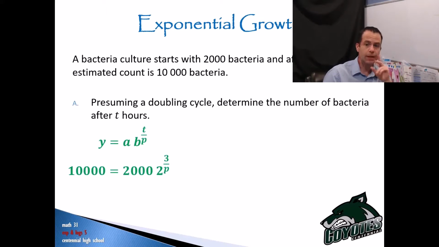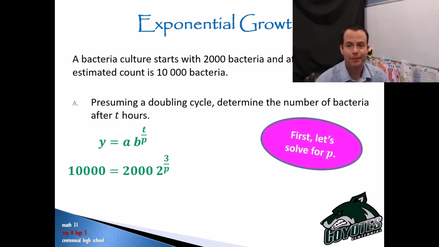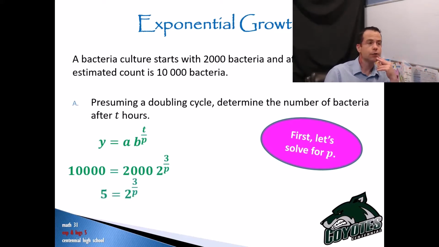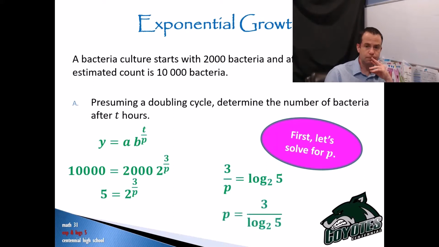Now here's what we're going to do. Here's where it gets kind of fun. I want to create an expression for p. So if I was going to do that, I'd divide both sides by 2,000. And then I'd switch this to log form, right? So I would say log base 2 of 5 is 3 over p. And so then p would be 3 divided by log base 2 of 5. So what I can do is I can put that right in for my p-value here.